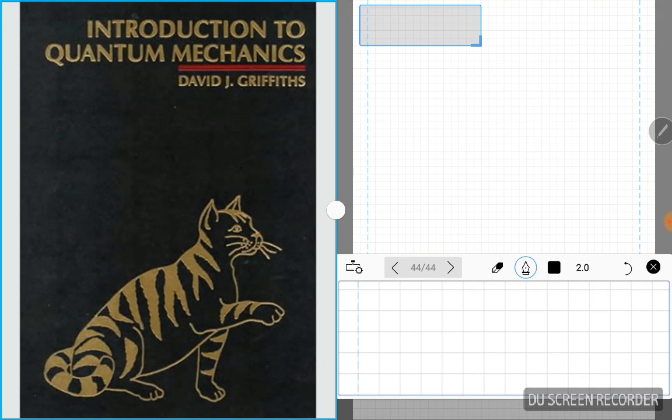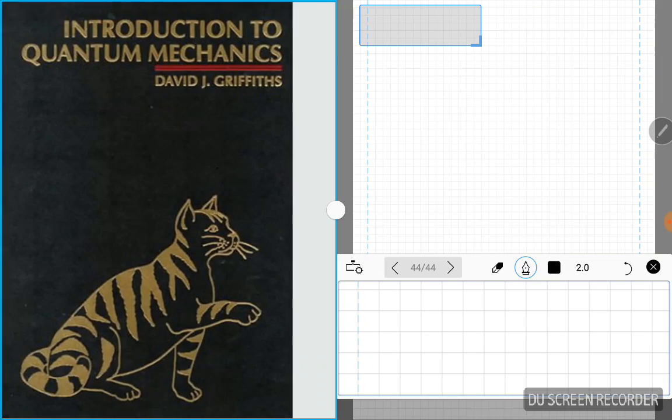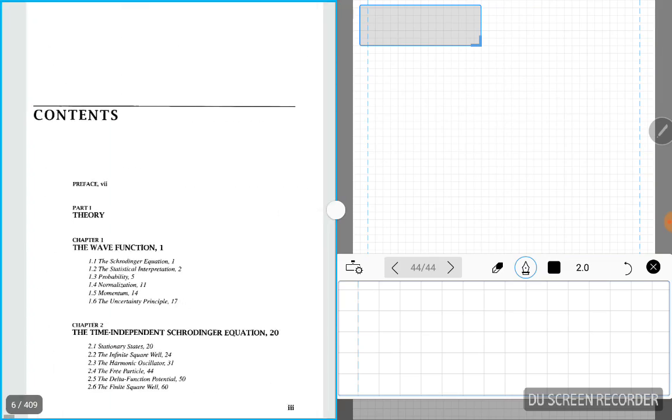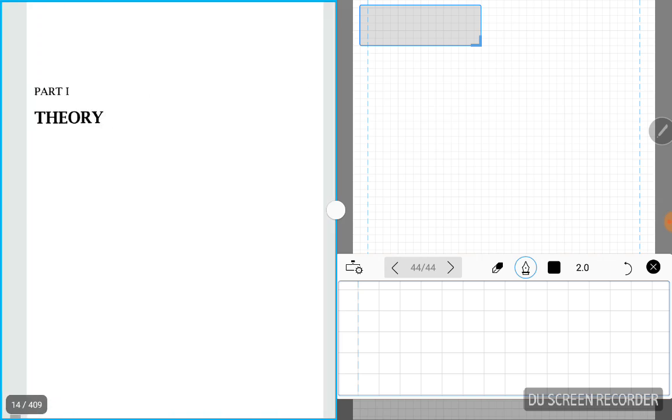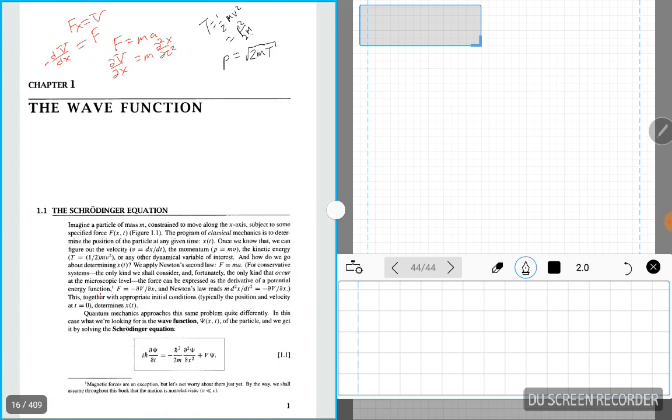This is the Introduction to Quantum Mechanics by Griffiths. This is a very common first textbook for a quantum mechanics class, and we're going to be going over it in very simple detail, attempting to explain it all from very simple, basic physics concepts. So starting from the beginning, our very first section is 1.1, and this is the wave function.